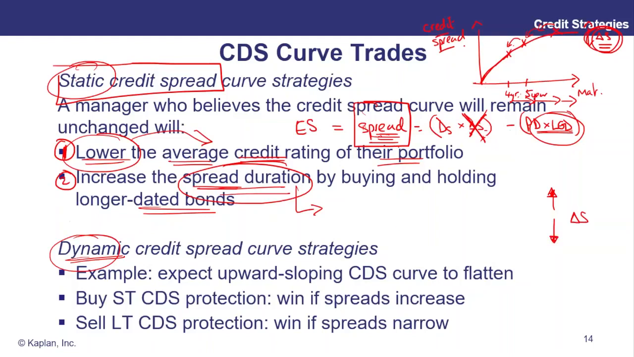Another view would be maybe a change in the shape. Maybe you expect an upward sloping CDS curve, or credit spread curve technically, to flatten. Now, we can borrow our kind of logic from the last reading here. If we think that longer term spreads are going to fall and shorter term spreads are going to rise, what does that mean? Well, if we were holding bonds, and this is a crucial point, like in the last reading, we like it when rates go down, so we'd buy those bonds.